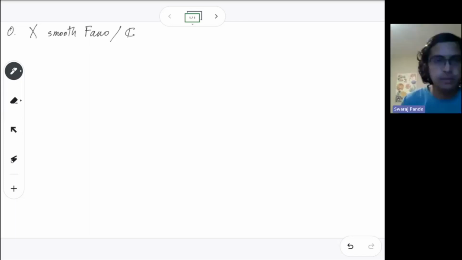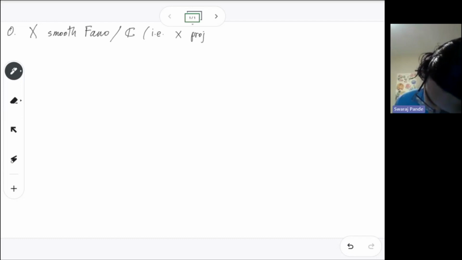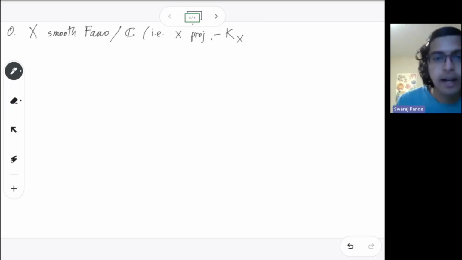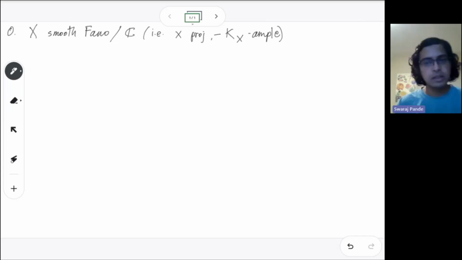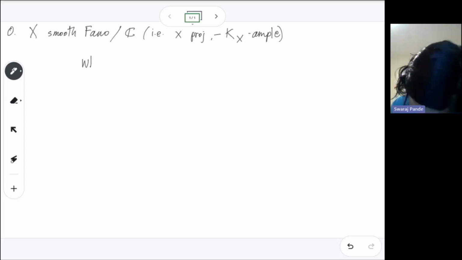So let X be a smooth Fano variety over the complex numbers. For us, that means X is projective, for now smooth, and later we'll relax the condition, and the negative of the canonical divisor is ample. That's what it means to have a Fano variety. So one very broad question is, when is X what is called K stable?